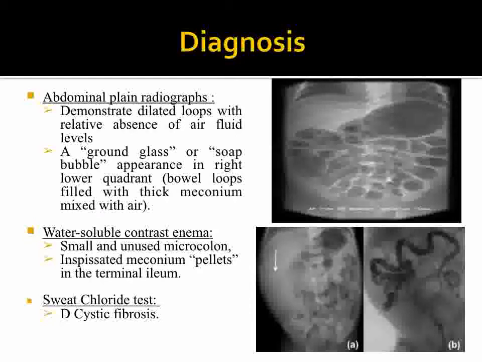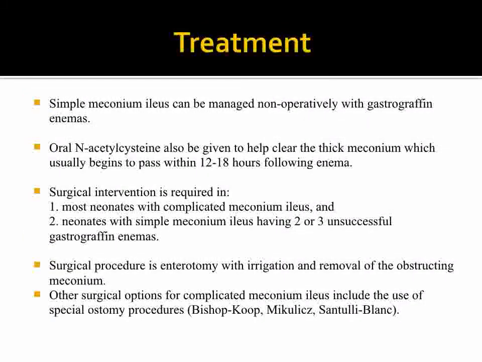Because meconium ileus is a part of the condition called cystic fibrosis, one of the methods of diagnosis of cystic fibrosis is the sweat chloride test. So if we suspect that meconium ileus is a part of cystic fibrosis, we have to do the sweat chloride test. Okay, how to treat a case of meconium ileus?